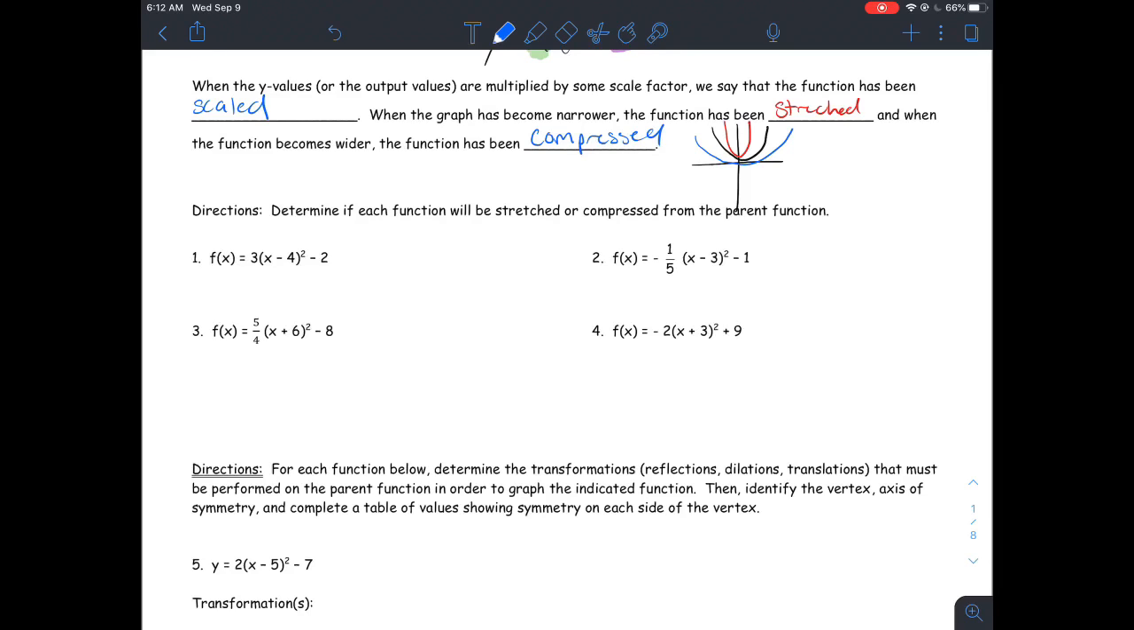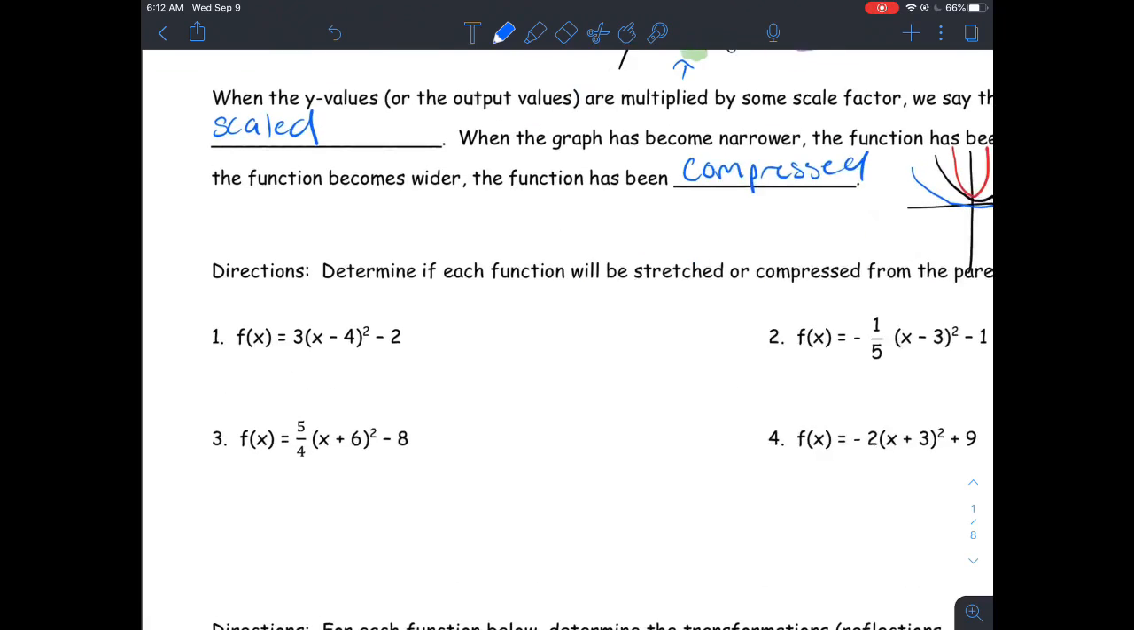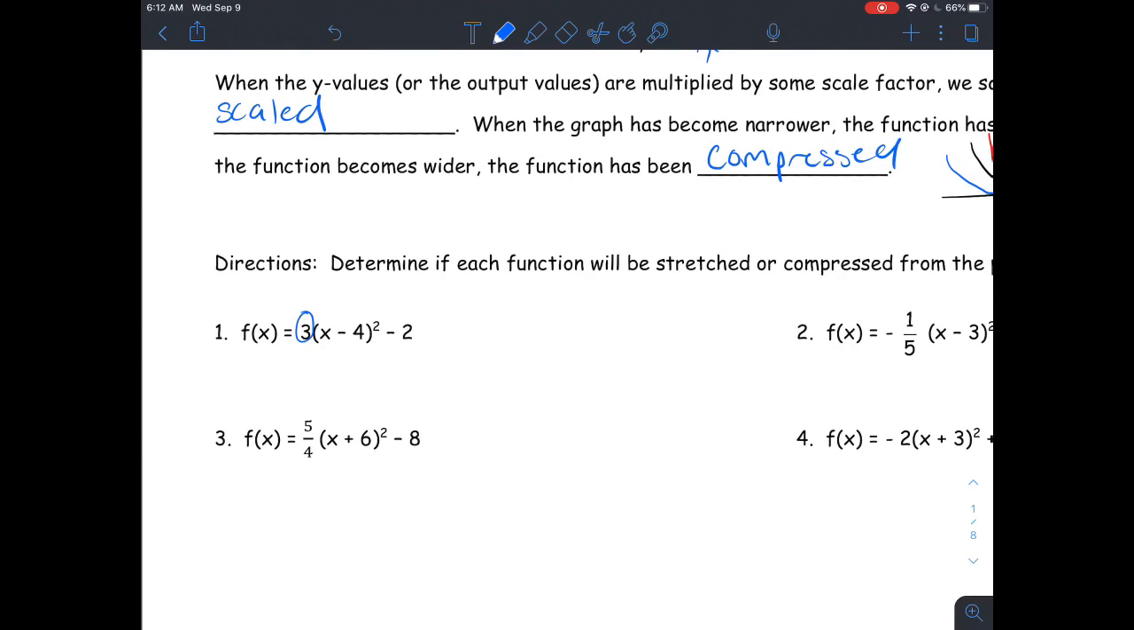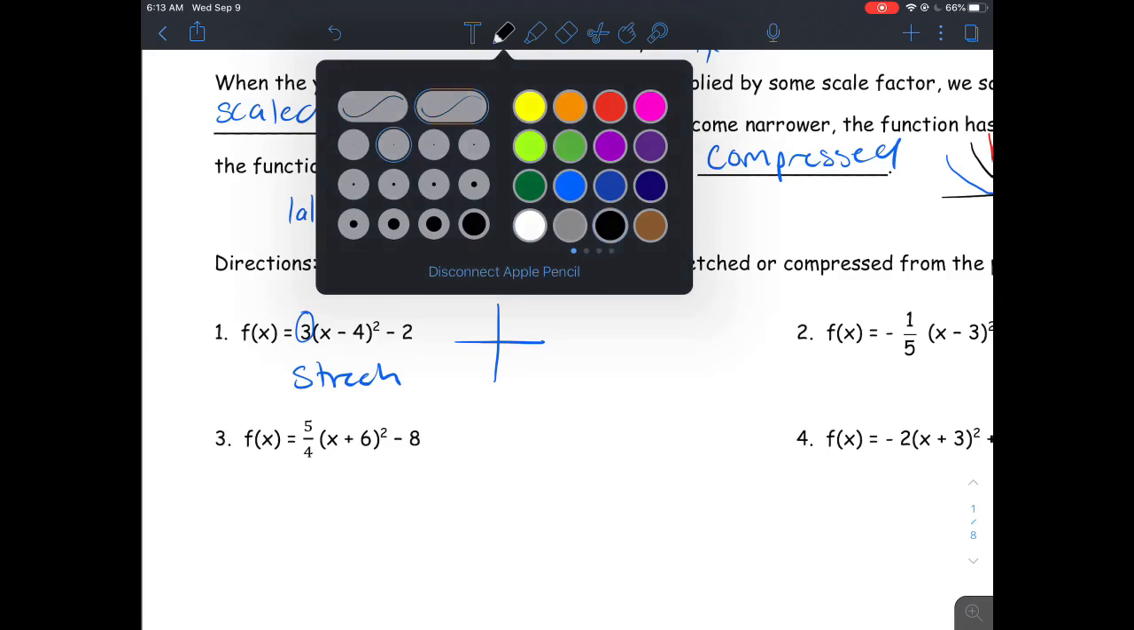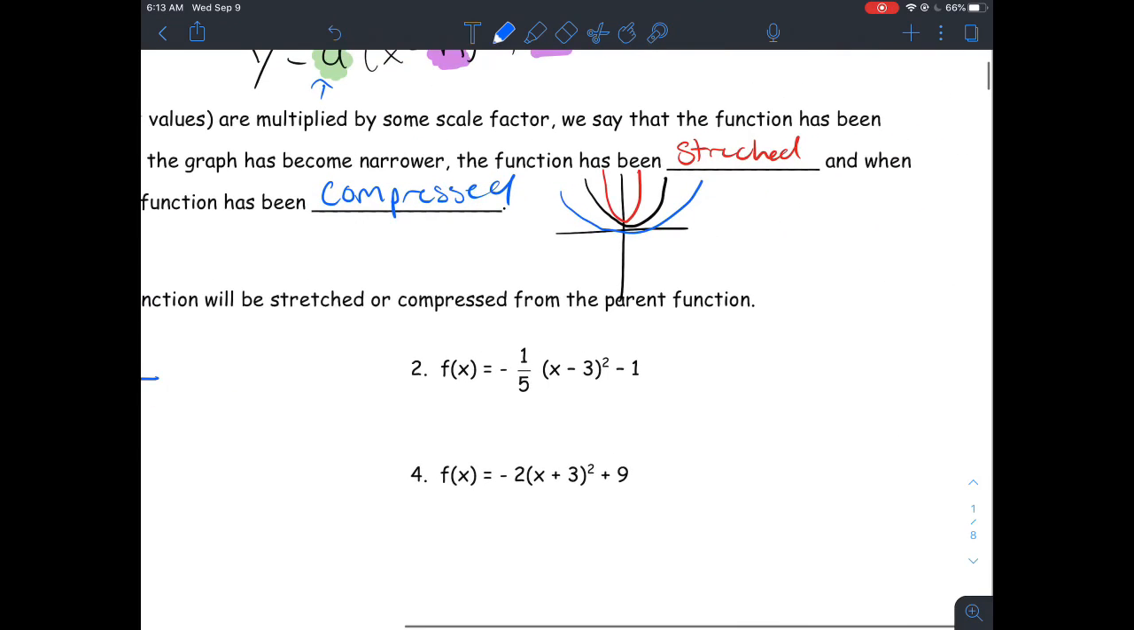So next it says determine if each function will be stretched or compressed from the parent function. So what we're doing is we're looking at a, right? You can tell if it's stretched or compressed by looking at the a value, which is the one out in front. Okay. So this one's a 3. Basically, if the absolute value of a is bigger than 1, we get a stretch. All right, so this one is stretched. And what that means is that, again, if this was our parent function, our new function is going to be skinnier.